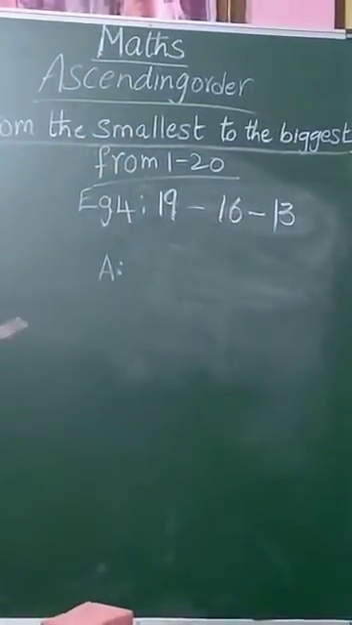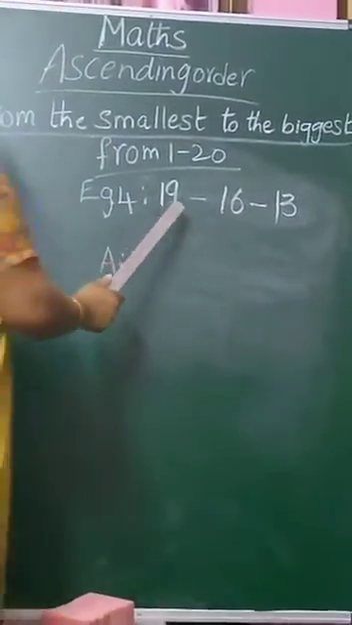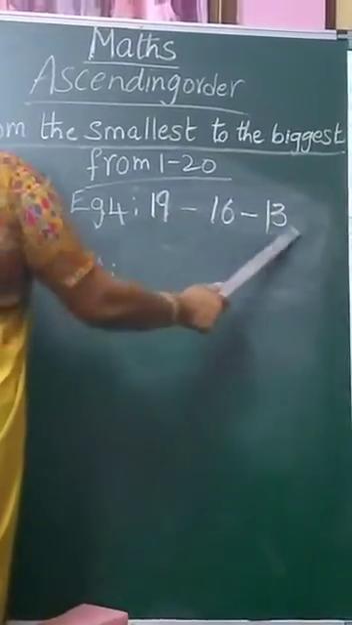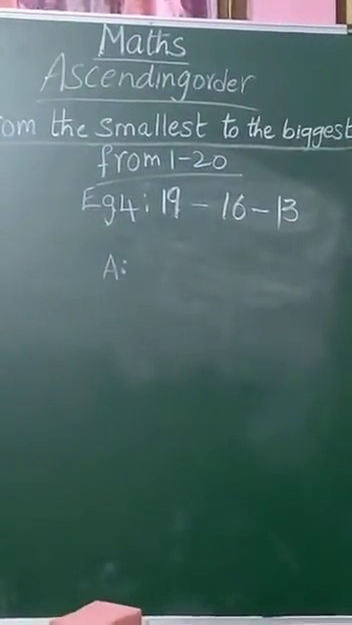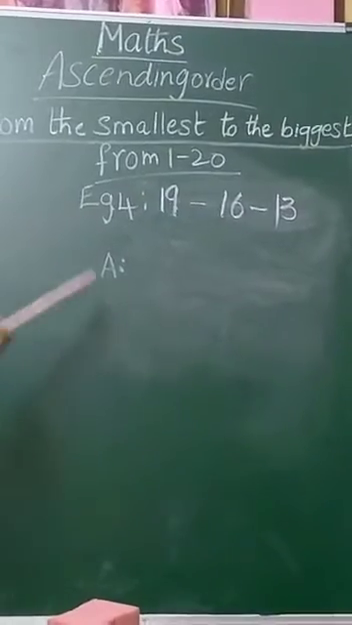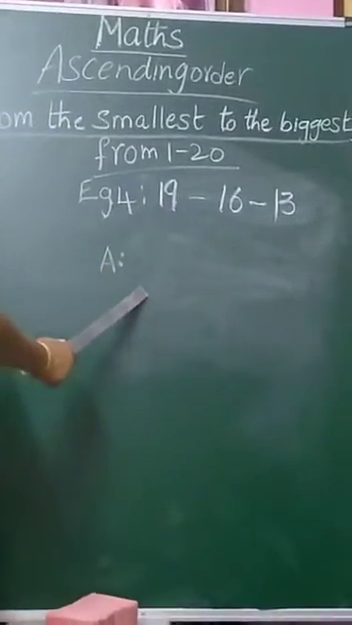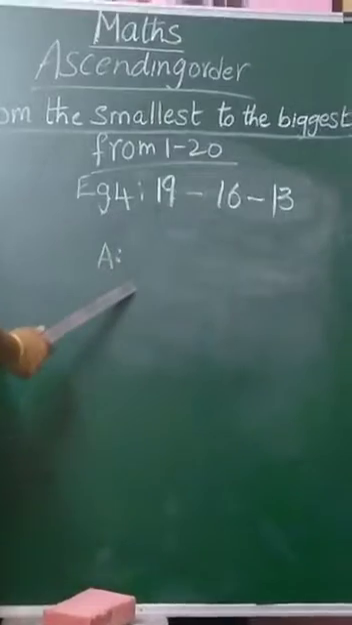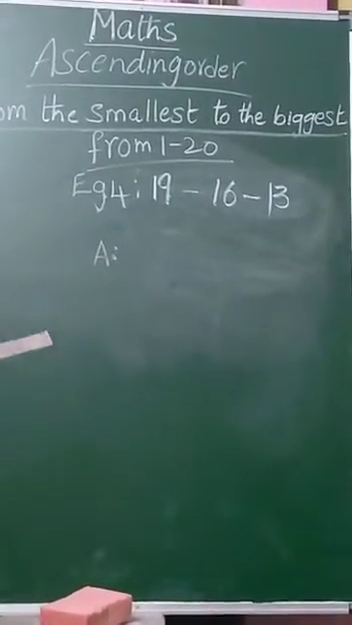Okay children, here three numbers are there. How many numbers? 3 numbers, 19, 16, 13. Out of these three numbers, which is the smallest one? Shall I write 16 is the smallest number? No, no. Shall I write 19 is the smallest number? No. What we have to do?